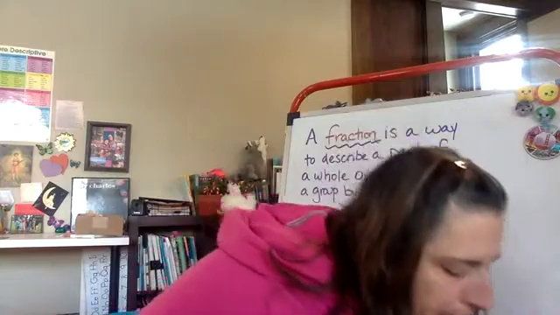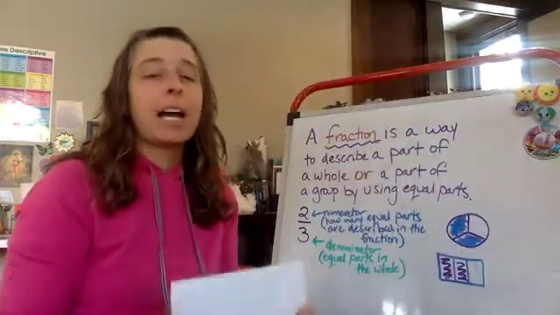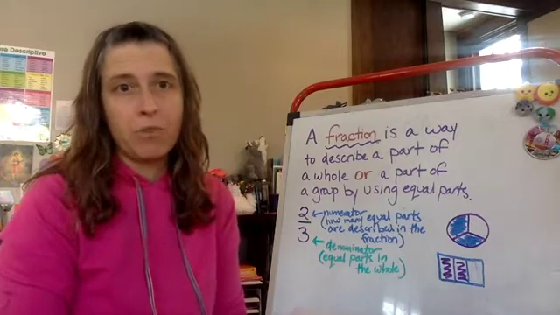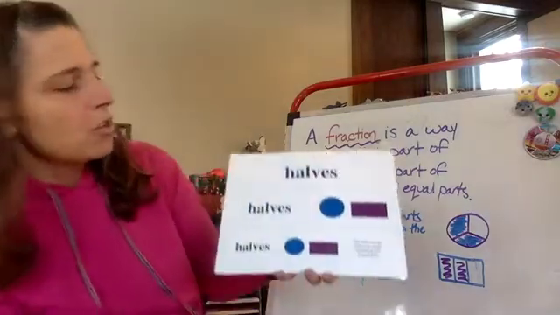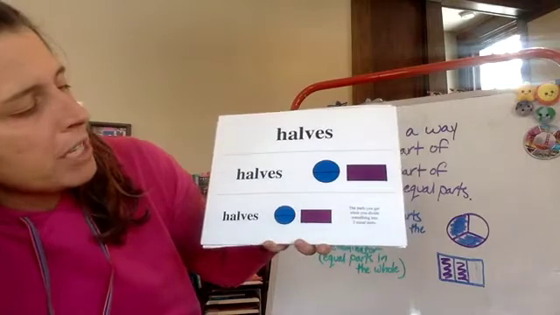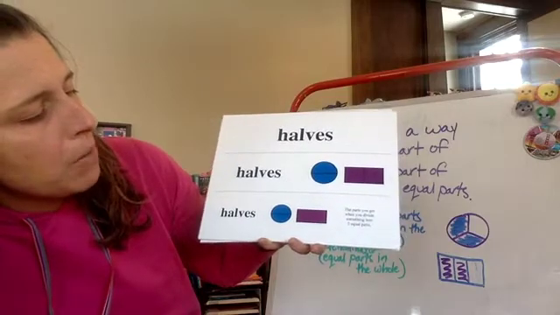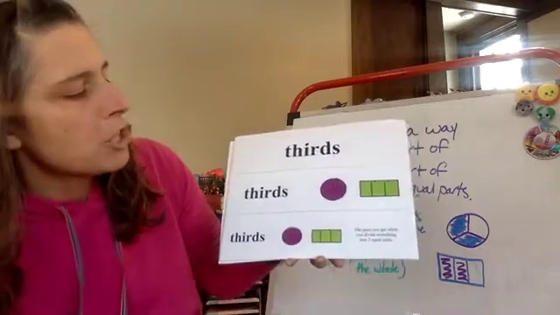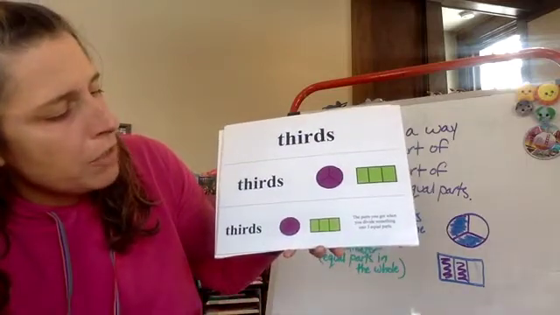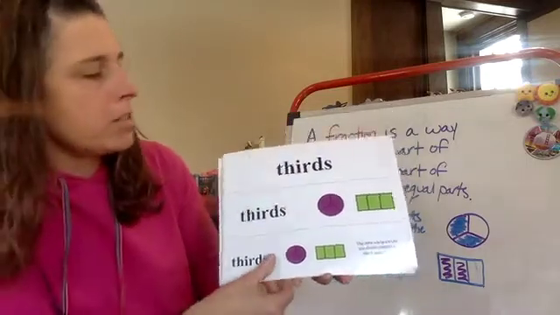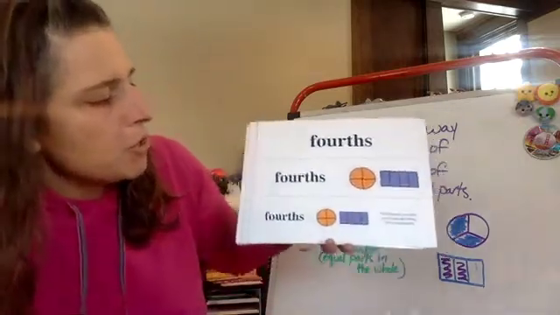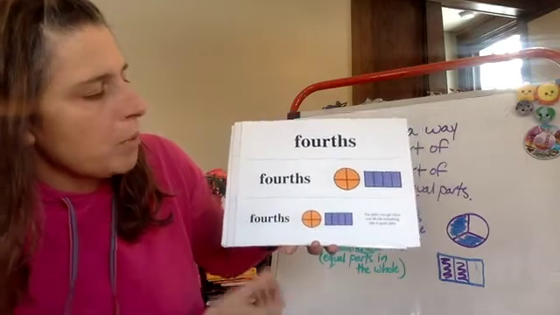Just to end today, I'm going to review a couple of really common fractions that you're going to be seeing as we move on, and the special names for them. The first one is halves, the parts that you get when you divide something into 2 equal parts. The next one is thirds, the parts you get when you divide something into 3 equal parts. Then we also have fourths, the parts you get when you divide something into 4 equal parts.